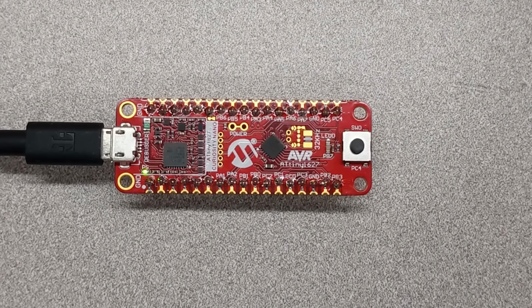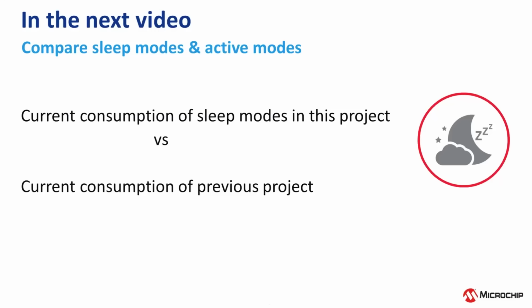For the low power measurements, check out the next video in this series where we will modify our Curiosity Nano board to disconnect the onboard power supply so that we can take accurate power measurements.